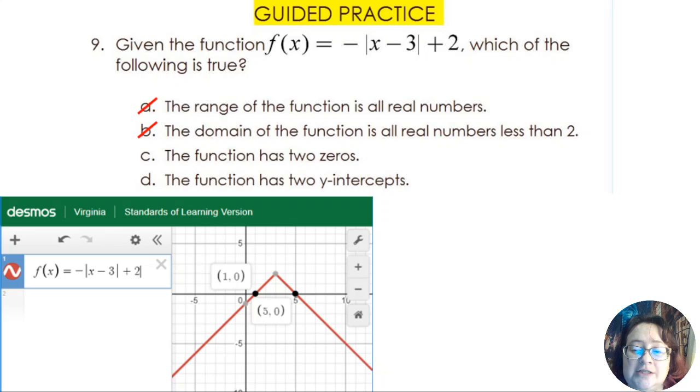Let's check D just in case. D says the function has 2 y-intercepts. I see a gray dot on the y-axis. I can click on that. That's the only one, so it is 1 y-intercept. We mark out that answer choice, and we pick C.